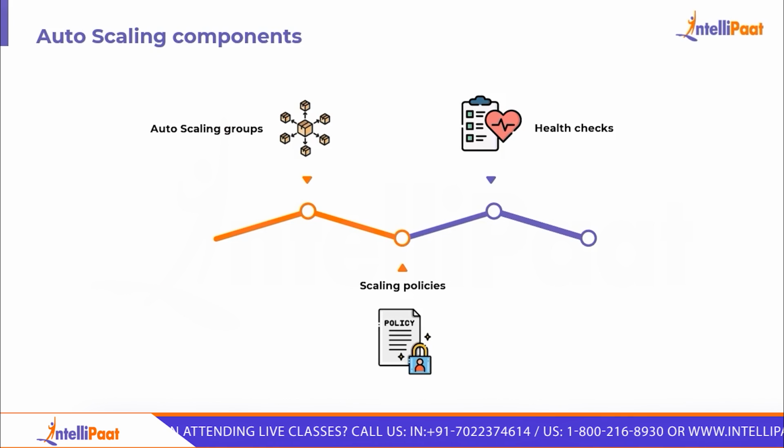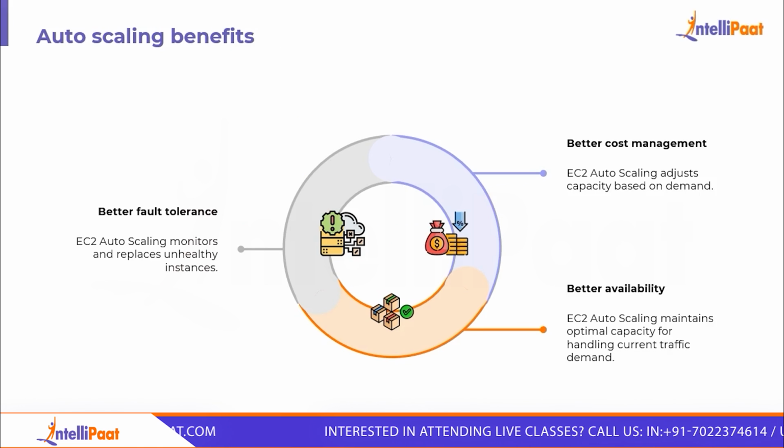These are the rules that define when, how, and in what quantity your autoscaling group should scale out or scale in. They can be based on a variety of metrics like CPU utilization, network traffic, or even a custom metric specific to your application. In combination, these components form a dynamic system that can respond in real time to the needs of your application, ensuring that it remains responsive and cost effective.